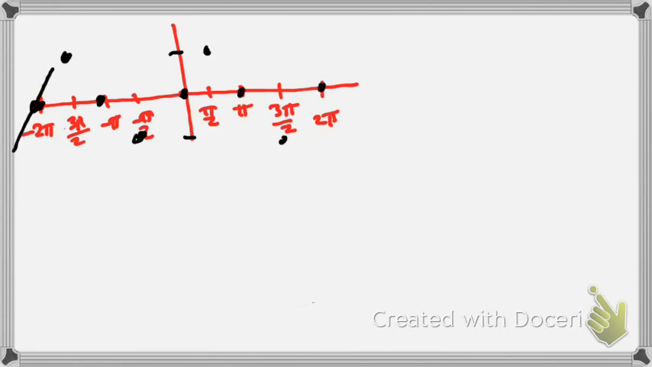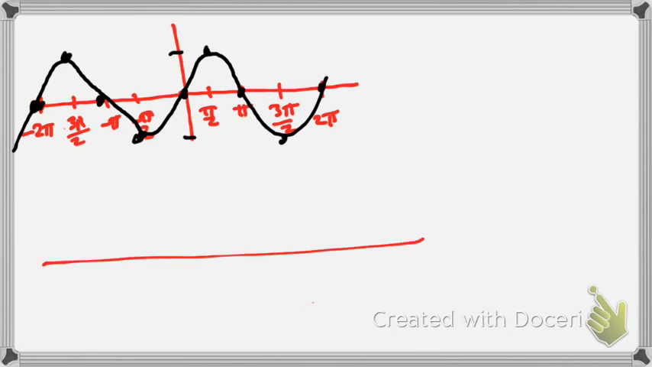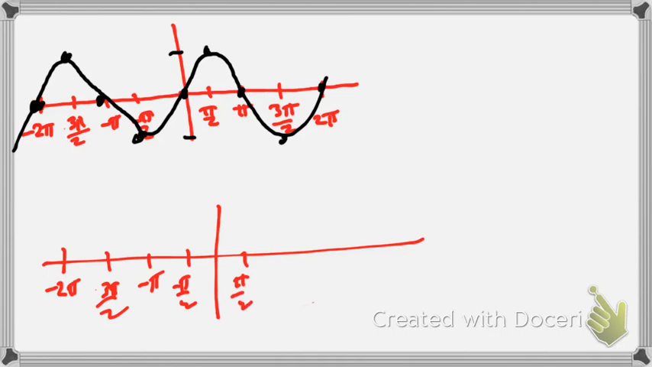So a sine curve looks like this. Okay? Doing the same exact idea with cosine, all we're going to do is graph the same thing and plot the points. So it's going to be negative 2 pi, negative 3 pi over 2, negative pi over 2, and then we have 0, and then we just repeat going the other way.